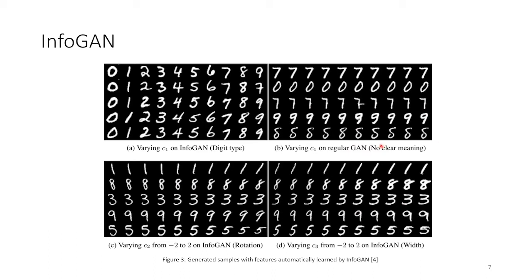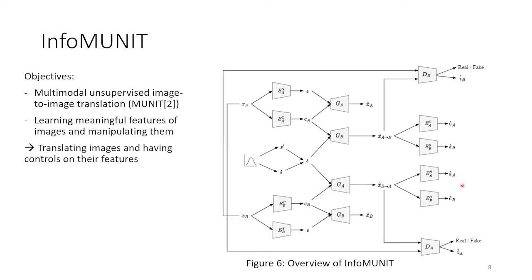So here we can visualize some examples of what InfoGAN can do. It learned to understand the difference between 0, 1, 2, 3 without being given any labels, or it learns the difference between different levels of boldness, or the rotation of the images. So now let's talk about our method.